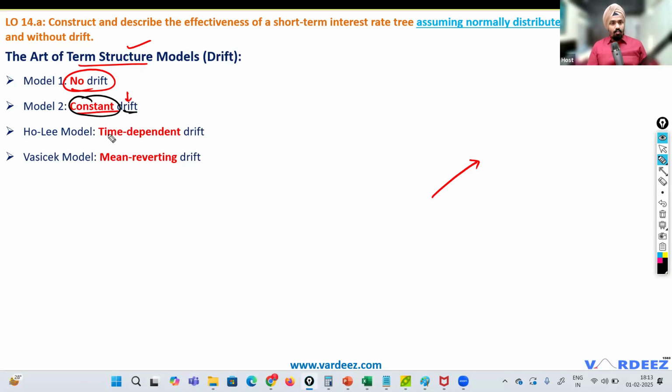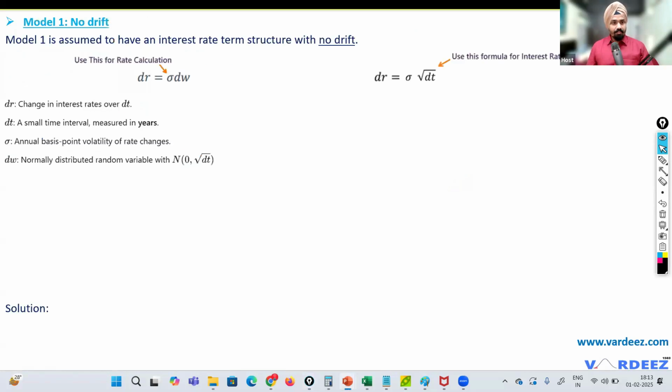In the third model, we'll look at time dependent drift. And in the fourth, we talk about the Vasicek model, and that is going to be a mean reverting drift. So let's get right into it. Any doubts, any confusion, please either put it in the chat box or you can raise your hand and speak. All right, so this is the overall intro of this particular chapter. Go slow and steady in this chapter.